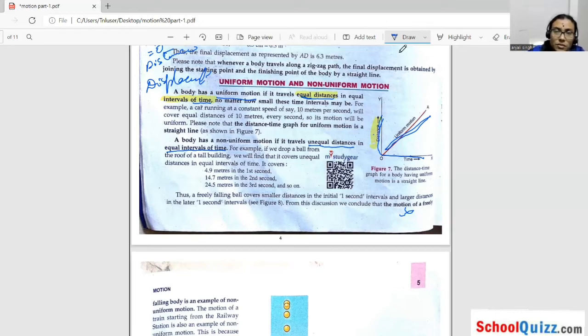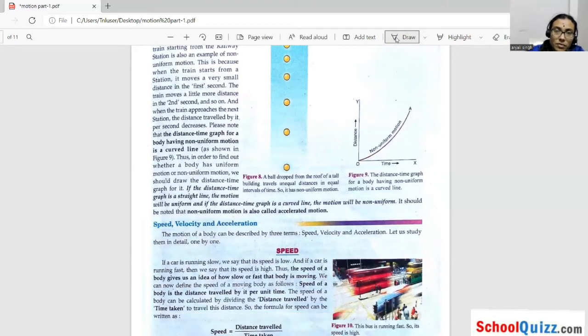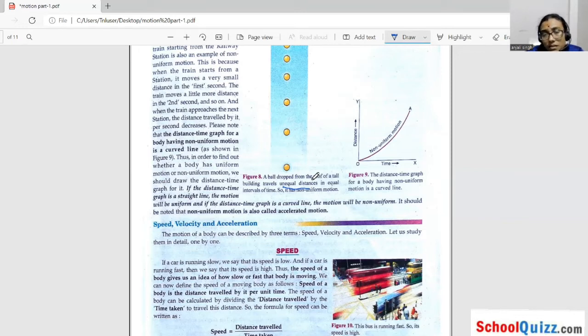Okay, first remove it. Then we will go. Here you can see this dropping of a ball. Again, this dropping of a ball. You can see here it is unequal distance. When you throw it, it moves with a different distance. When it reaches the earth, it will be of different distance. So here it is unequal distance in equal interval of time.